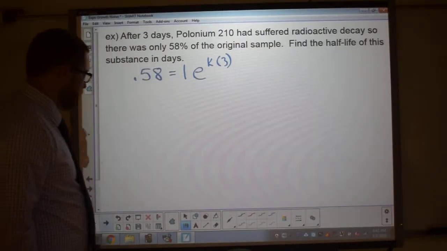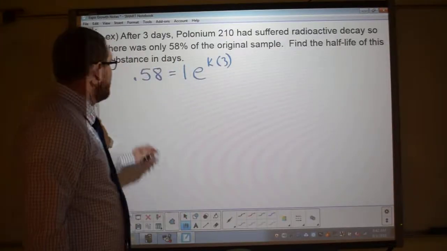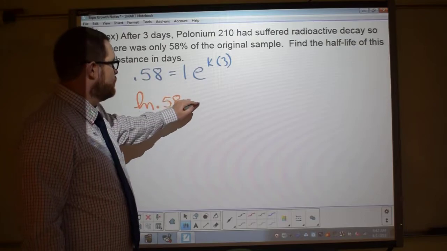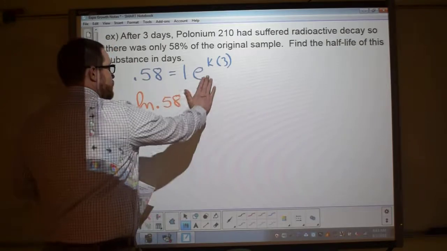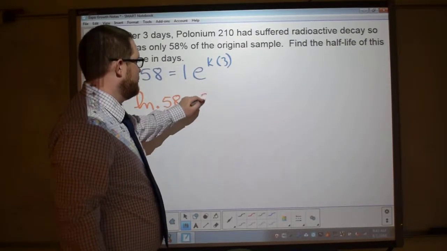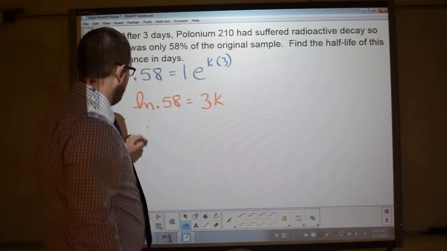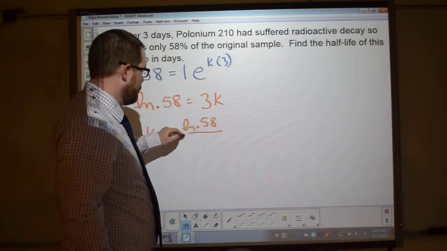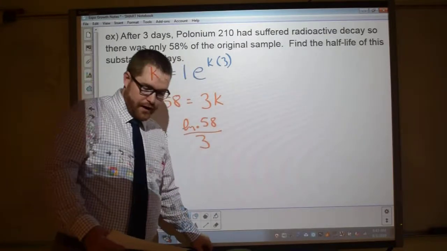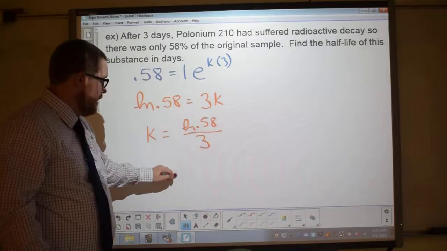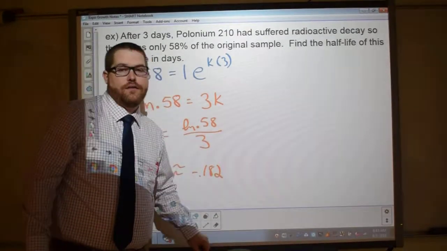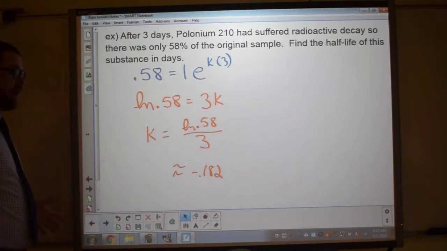Let's solve this problem. I'm going to take a natural log of both sides, so natural log of 0.58 equals the E and the natural log will cancel out, so it's just K times 3, or 3K. So K equals natural log of 0.58 over 3. Again, you can approximate this if you want to, in case you're curious. It's about negative 0.182. But I really don't care. I don't want to approximate it. I want to use as close to the exact answer as possible.